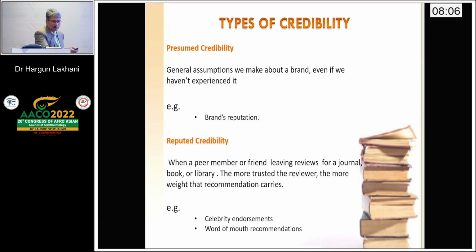Another is reputed credibility. This is where our colleagues had convinced us or had given some reviews about some journal, some person, some doctor, even any restaurant. So that restaurant or that person has been recommended through word of mouth as trustworthy. Like in an ad, we see a celebrity saying use this shampoo. This is a reputable personality giving the recommendation. So this is a reputable type of credibility.